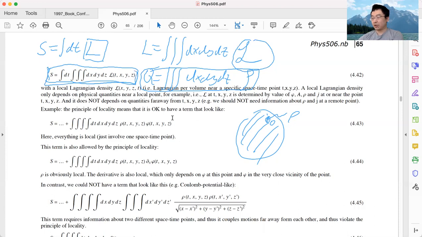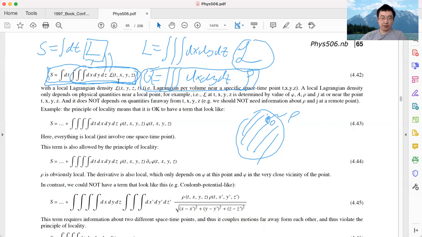Okay. So the Lagrangian is actually this integral. Here is a spatial integral of the Lagrangian density. And this spatial integral gives us the Lagrangian. And once we have the Lagrangian, we do another time integral. That gives me the action. Okay, so that's the principle of locality. And let me explain a little bit more about this principle of locality.